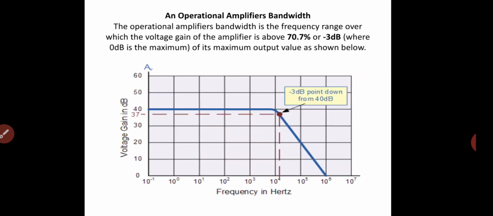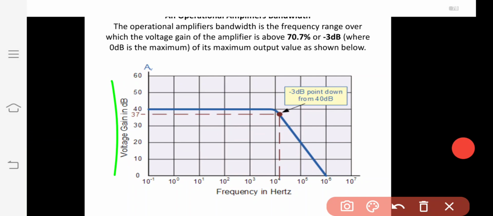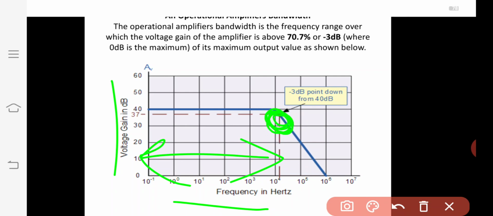Operational amplifier bandwidth. The operational amplifier bandwidth is the frequency range over which the voltage gain of the amplifier is about 70.7% or minus 3 dB, where 0 dB is the maximum. It's the maximum output value. Gain and frequency, these are the bandwidth of the signals, and there is a minus 3 dB point here.